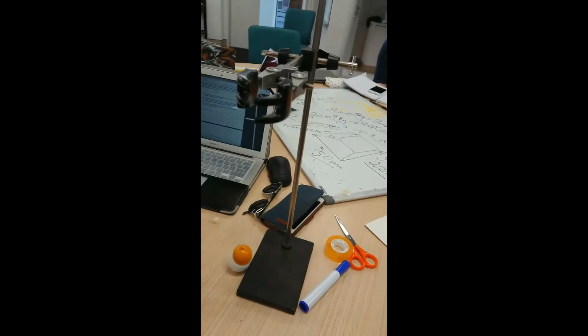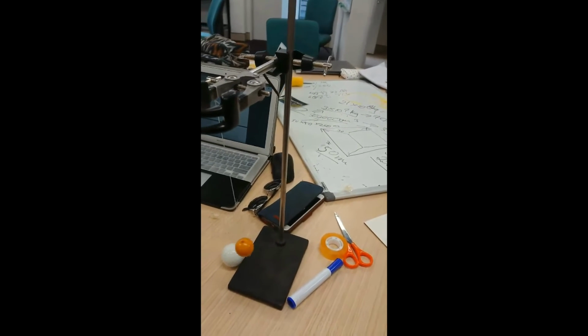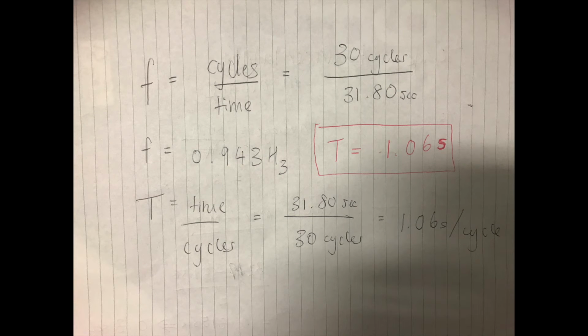We tried using a plastic ball in one of our trials, but that was unsuccessful as it kept wavering into a circle motion. So how do we calculate the frequency of the pendulum in this problem?